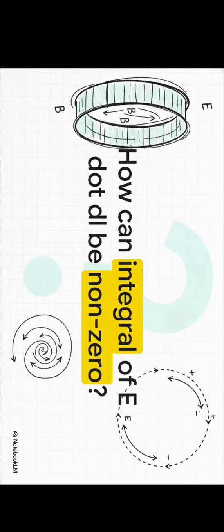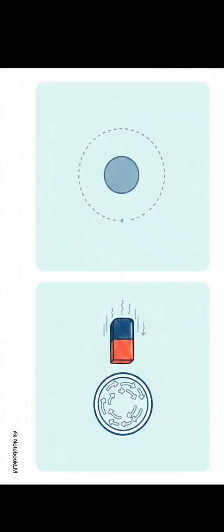Electrostatics clearly tells us that if you move a charge around a closed loop and bring it right back to where it started, the net work done has to be exactly zero. So how is Faraday's law even allowed to work? Well, the textbook provides this really elegant solution to resolve the tension. It distinguishes between two completely different types of electric fields.